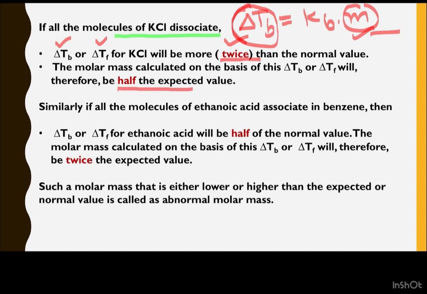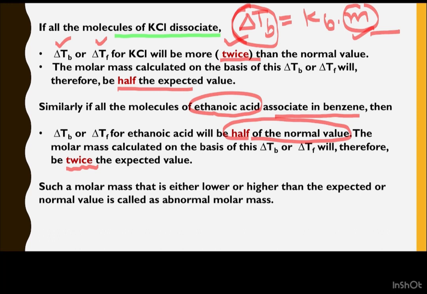Similarly, in another case, if I take ethanoic acid where dimerization, that is association, was taking place in benzene as a solvent, there the value of delta TB, delta TF is going to be half of the normal value that it should be. Why? Because association is taking place and the molar mass is going to be twice the expected value. Again, the delta TB value is inversely proportional to the molar mass of the solute. So that is why this happens.